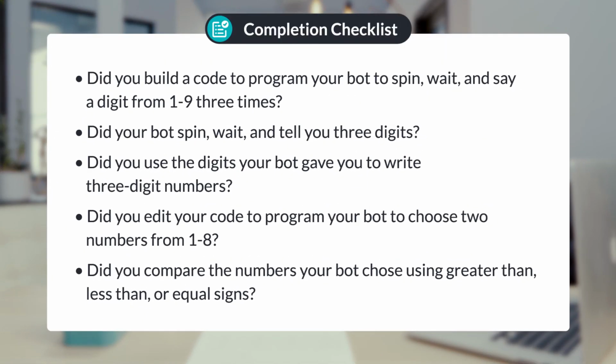Check that you've completed the activity. Did you build a code to program your bot to spin, wait, and say a digit from 1 through 9 3 times? Did your bot spin, wait, and tell you 3 digits? Did you use the digits your bot gave you to write 3-digit numbers? Did you edit your code to program your bot to choose 2 numbers from 1 to 8? Did you compare the numbers your bot chose using greater than, less than, or equal signs?